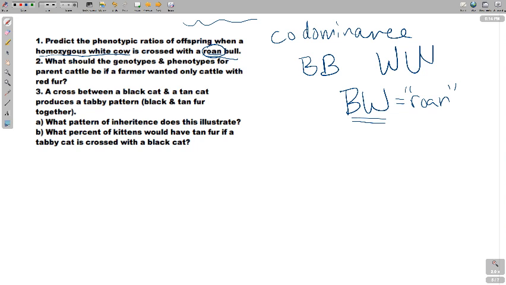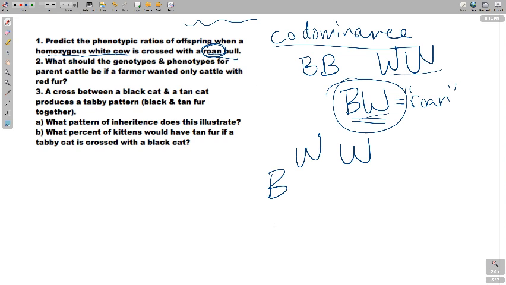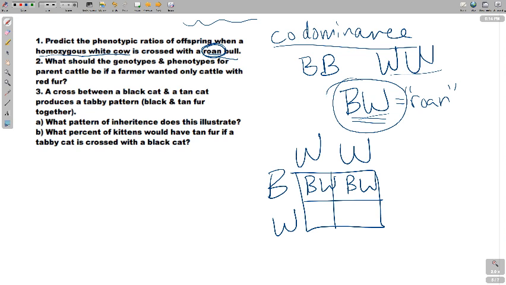Go! And we're back. All right, so homozygous white would be WW. For codominance, we're using 2 letters. Everybody's dominant, everybody's capital. WW for white, and we're crossing it with a roan bull. Roan is the mix, BW. Your ratios are roan, roan, white, white. You get 50% roan, 50% white. So that's the answer for number 1.